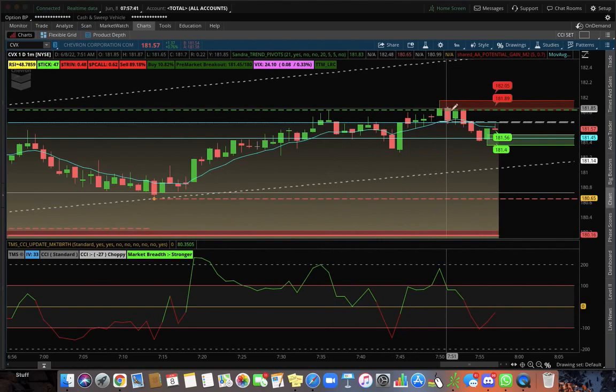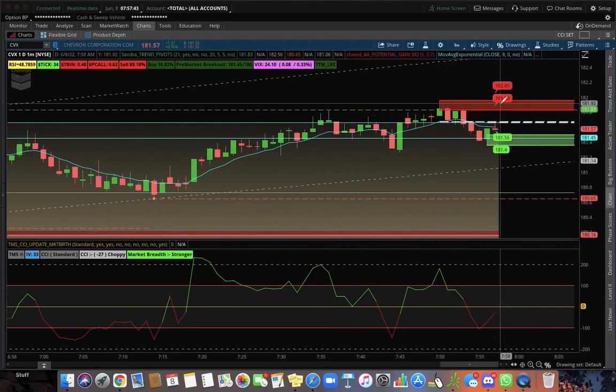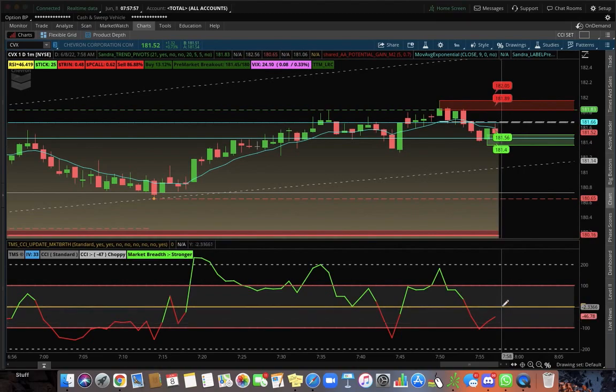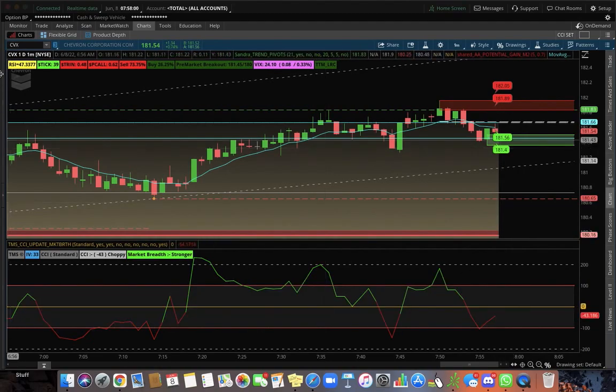Resistance and then resistance again. So hopefully this will break through this 181.89. This first level right here, it needs to break through. And it just might if it gets above that zero CC.